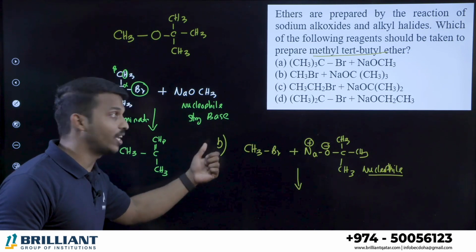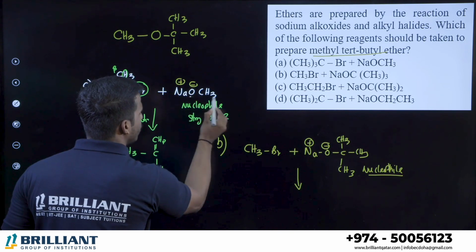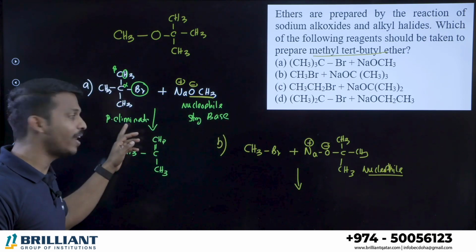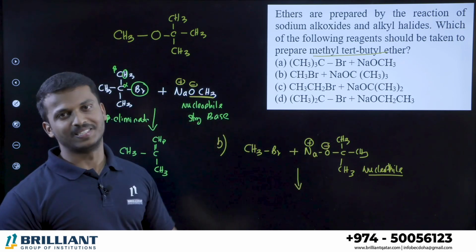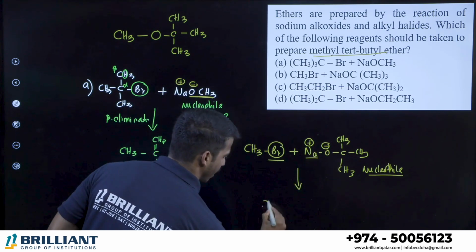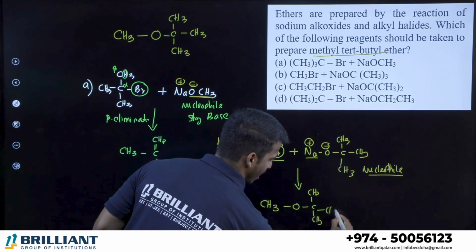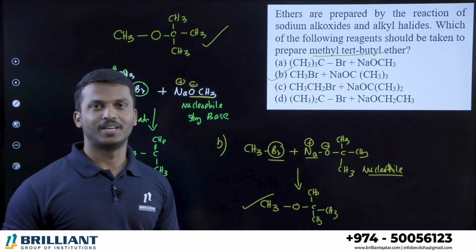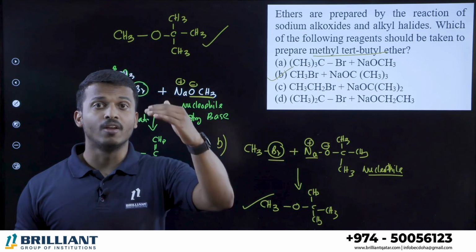But what about the previous condition? NaOCH3 is a smaller group. Here, Na plus O minus is a nucleophile and also a strong base. In the presence of a strong base, which reaction will happen? Beta elimination. In the presence of a nucleophile, Williamson synthesis happens. What is Williamson synthesis? Very simple. NaBr is eliminated, and you club the remaining compound: CH3OC(CH3)3. Are you getting your product? Yes. So option B is the best method to get the product.